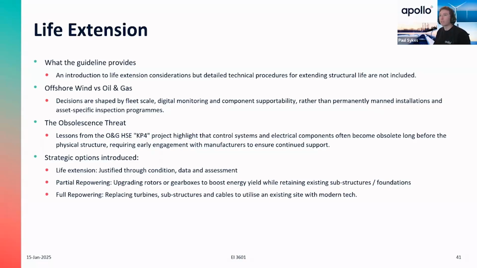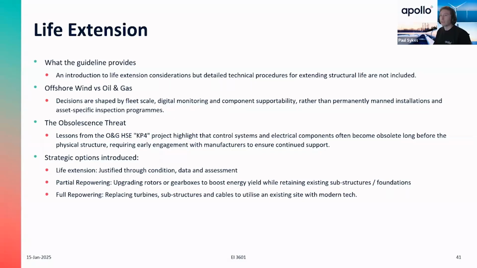The document also highlights, as I said earlier, the key risk of obsolescence, particularly for the control and electrical systems, which can become unsupported well before the primary structure physically reaches its end of life. So this makes early engagement with OEMs and the supply chain especially important.